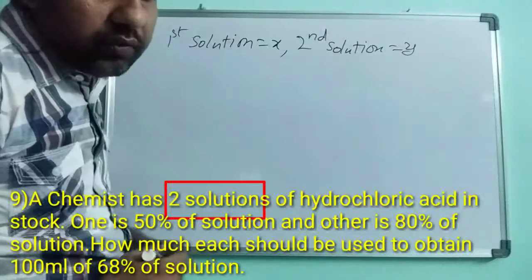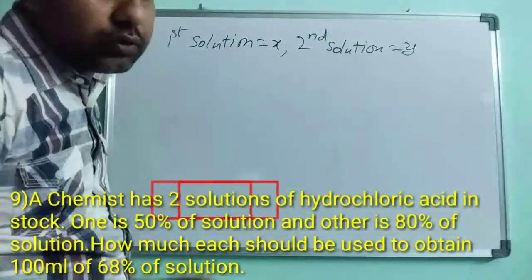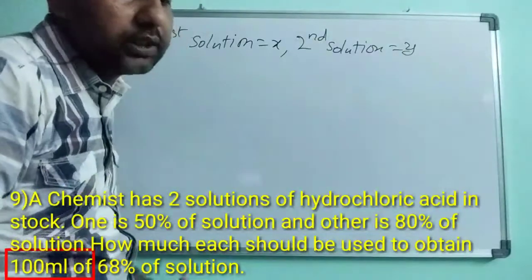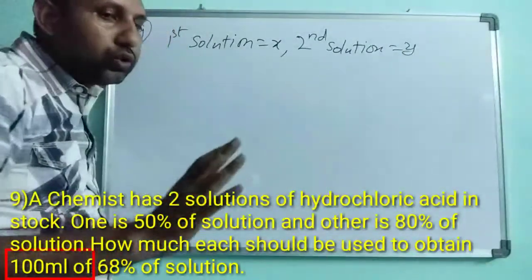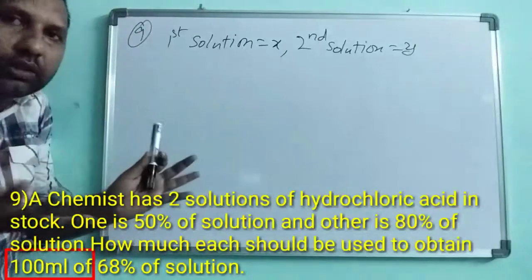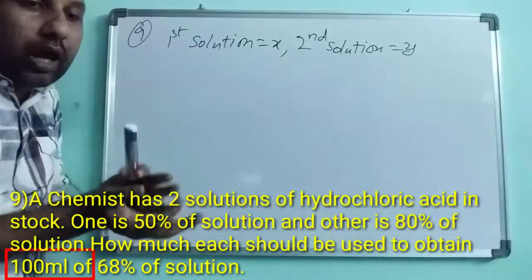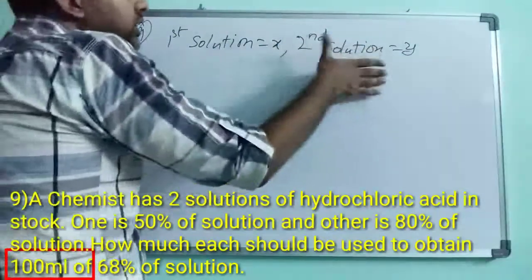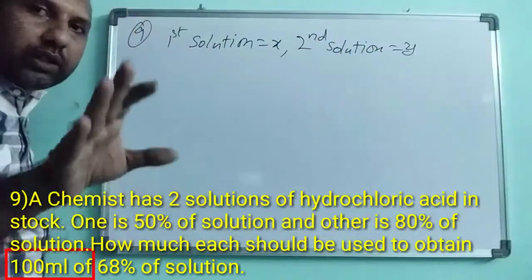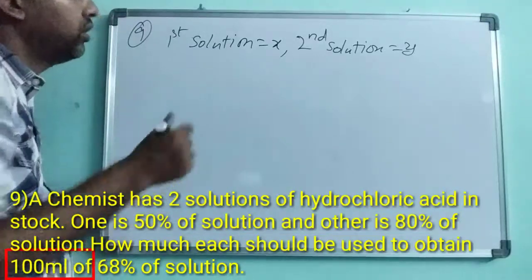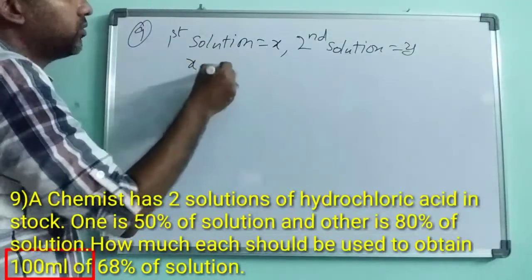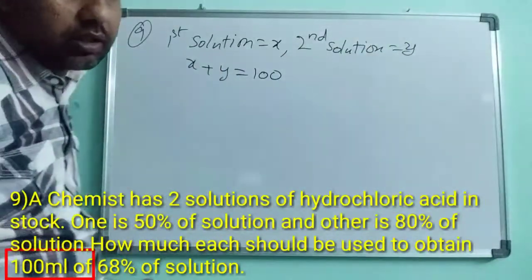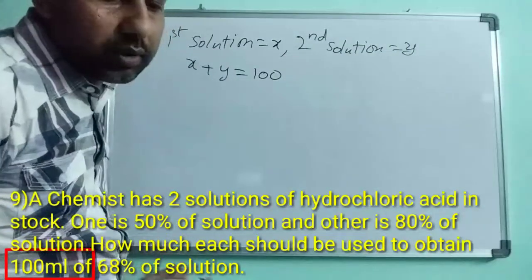If you observe the last line, how much of each should be used to obtain 100 ml of 68% solution. That means the total solution will be 100 ml. When these two solutions are combined, they will give a 100 ml solution. So we have to consider x plus y is equal to 100 ml. I am writing it for the equation purpose.